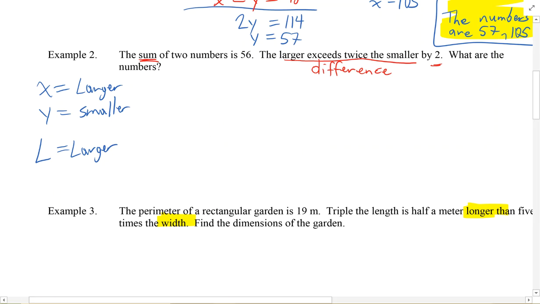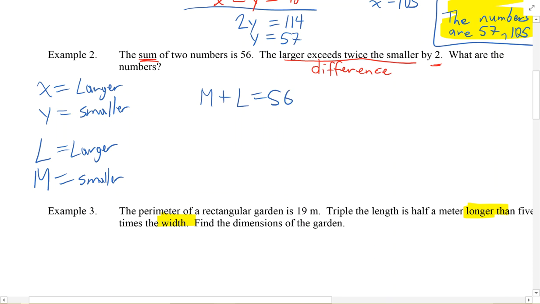So what else could you use? Sometimes you can use the second letter. Okay. So I'll use the second letter. I'm going to use M and L just because I want to show you different ways of doing things. Okay. First equation, the sum of two numbers is 56. What's that one going to be? M plus L equals 56, or X plus Y if you want to use X plus Y.